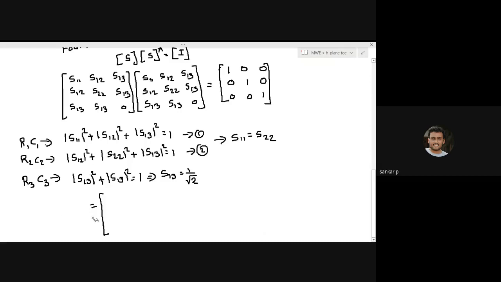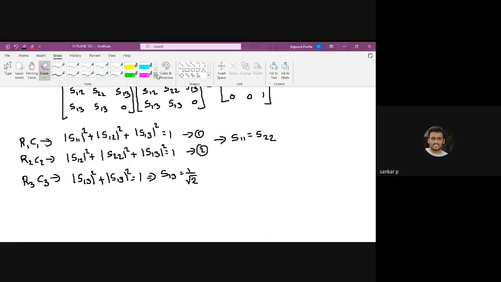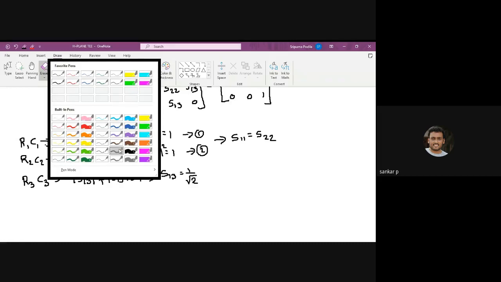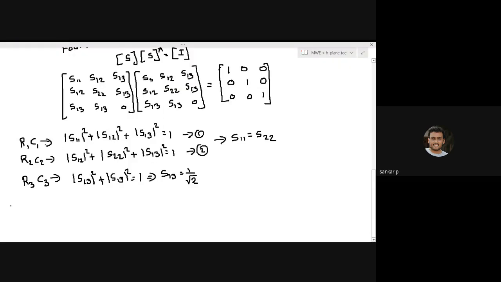First I will do one thing here. I will do another multiplication. Sorry, here I forgot to multiply another thing. Okay, R3C1. I want to do R3C1. If I take R3C1, what will happen?